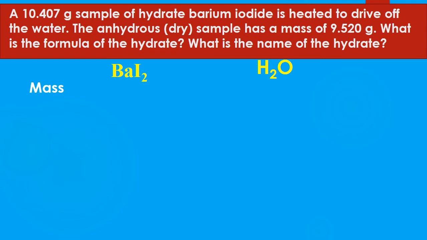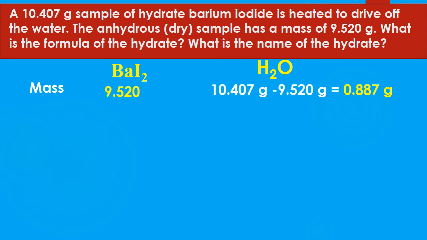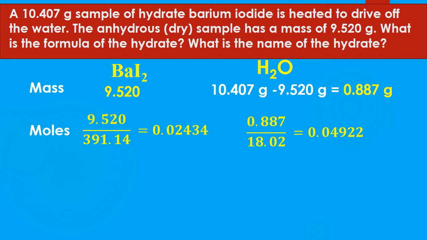Now, since we're told in the beginning the sample is the hydrate, then we dried it off, the mass of the dry sample will be the mass of the salt. And the difference between the two masses will be the mass of water. Then we calculate moles. We divide 9.520 by the formula mass of barium iodide. That gives us the number of moles. We do the same thing for water. Divide by 18.02. That gives us the number of moles.